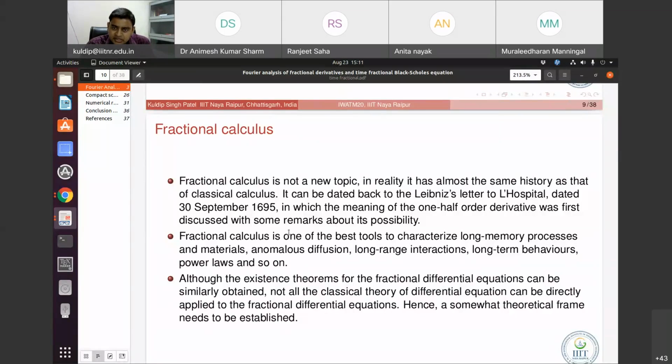Fractional calculus is one of the best tools to characterize long memory processes and anomalous diffusion. Ma'am has explained all this, and if someone is interested in some of the terms, he or she can search for them. I'll share some good references for this fractional calculus topic.